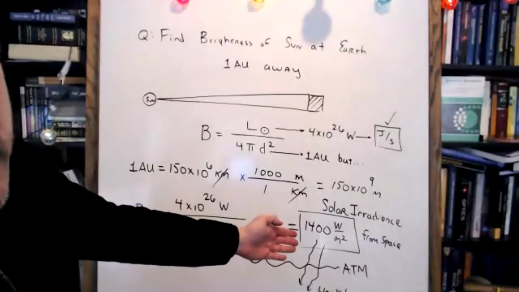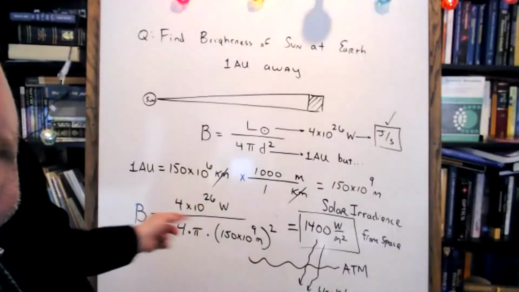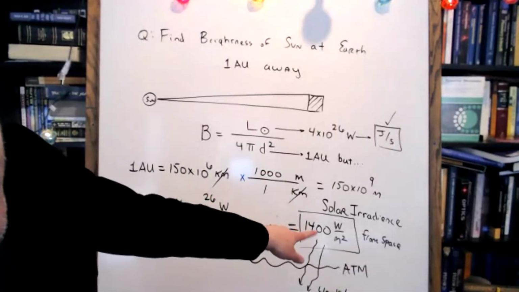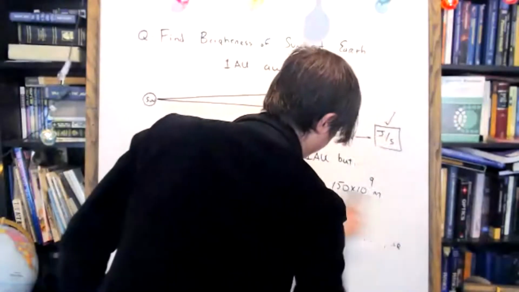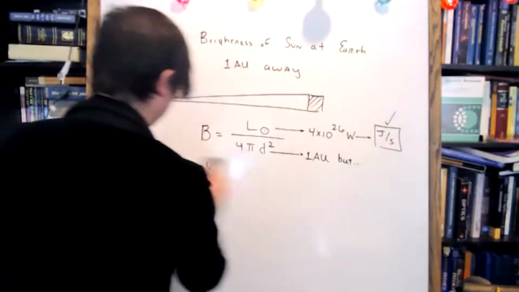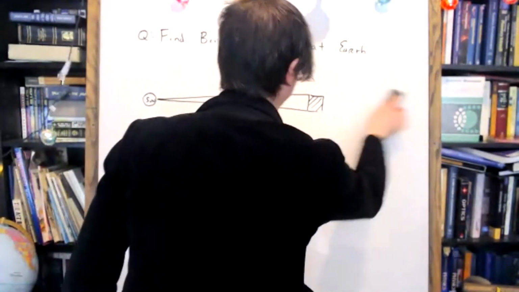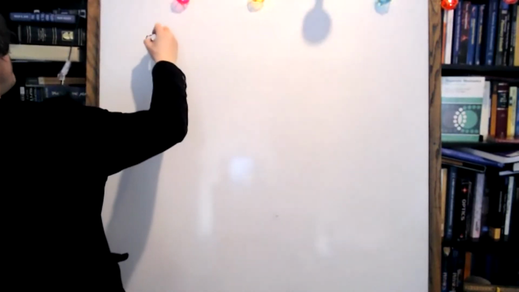This is how we would calculate the brightness of a star in our sky. Most brightnesses of stars are going to be way, way, way lower than that. They're going to be really tiny. Here's another idea. Question.